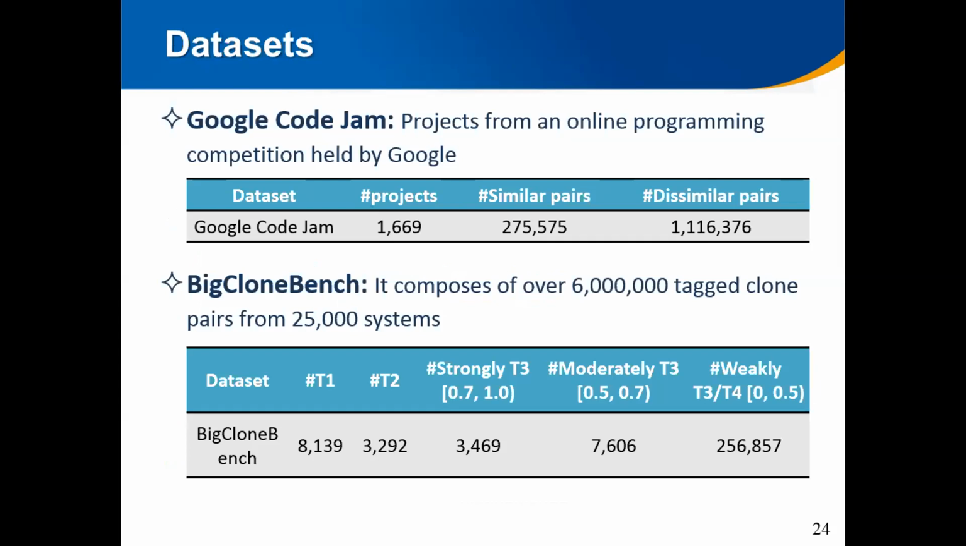To examine the capability of SCDetector on detecting code clones, we conduct several evaluations. Specifically, we begin our evaluations by using two datasets, Google CodeJam and BigCloneBench. Programs in Google CodeJam are collected from an online programming competition held by Google. In BigCloneBench, each clone pair is manually assigned a corresponding clone type. Because of the ambiguous boundary between type 3 and type 4, these two clone types are further divided into three subcategories by a similarity score after normalization, as follows: strong type 3, moderately type 3, and weakly type 3.